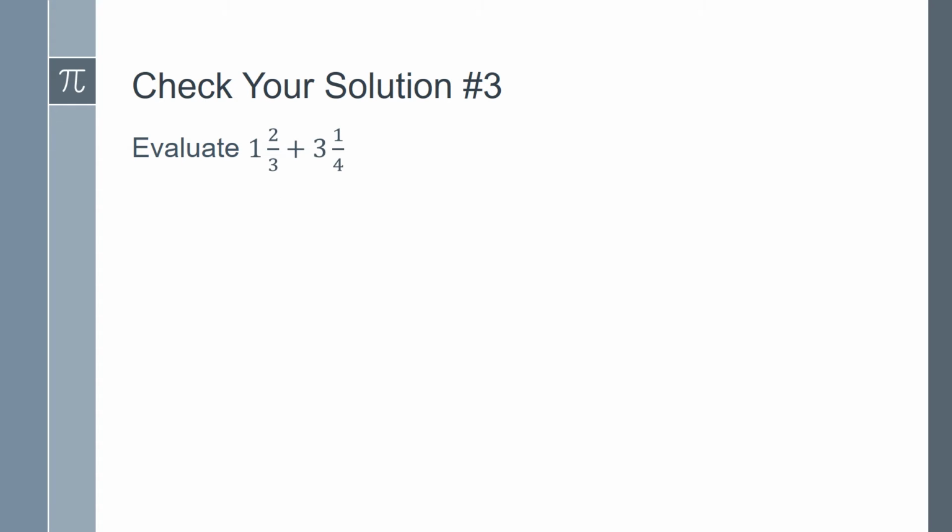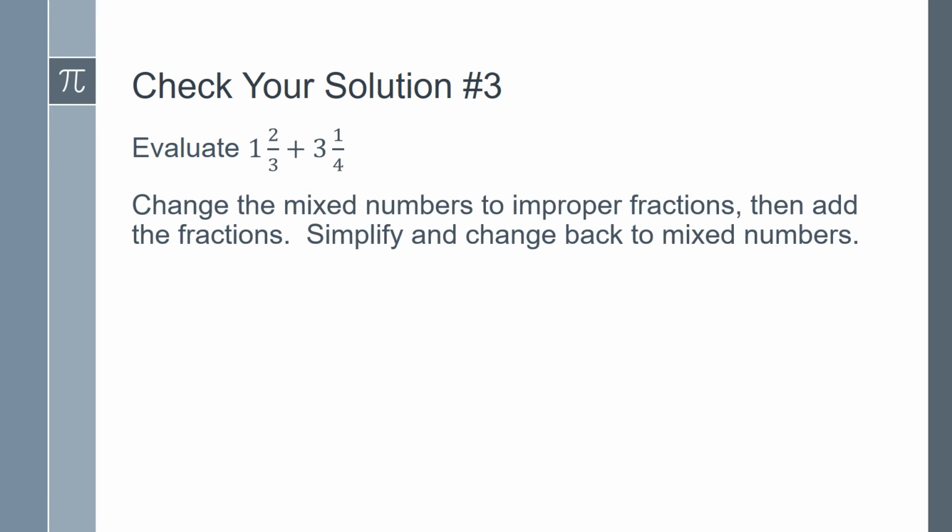In this problem we have two mixed numbers, so our first job is to change them to improper fractions. Then we can add the fractions, simplify, and change back to mixed numbers. 1 2/3 becomes the improper fraction 5/3. 3 1/4 becomes 13/4. We know that the least common denominator of thirds and fourths is twelfths.